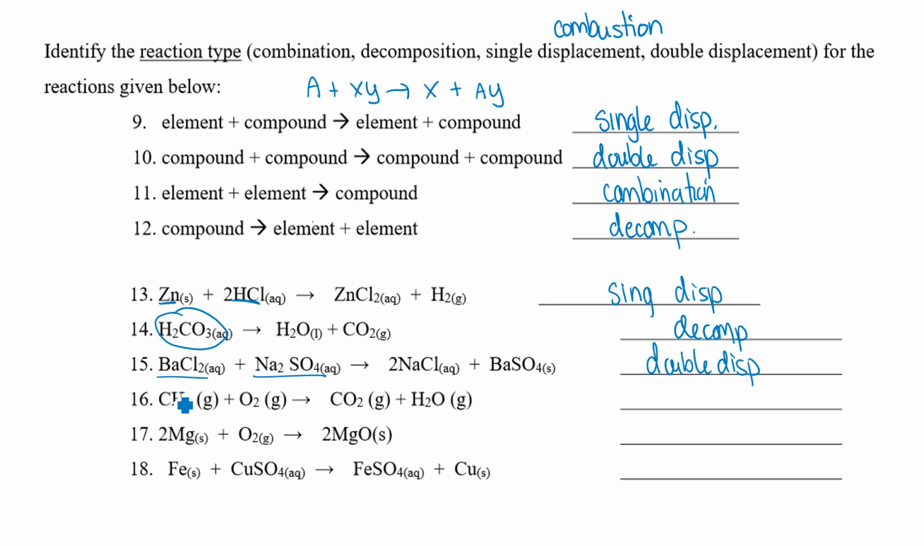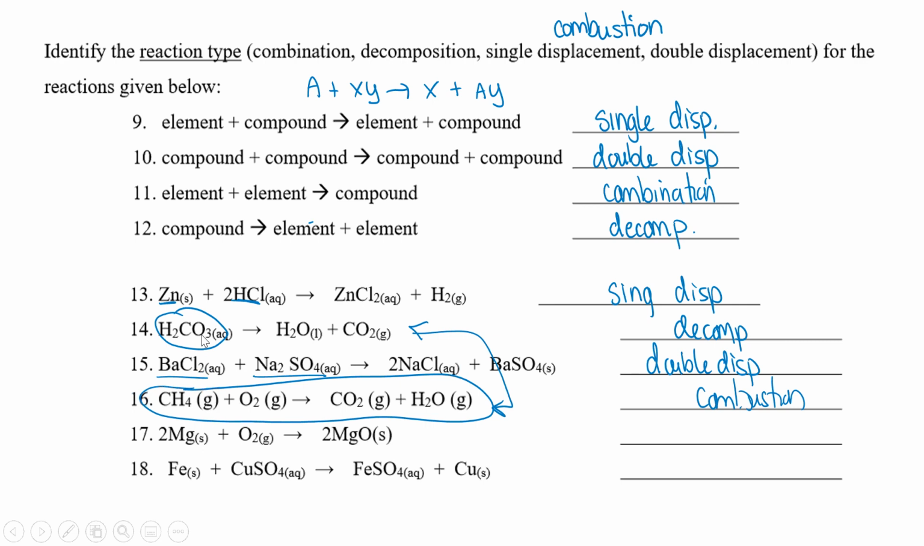And then this one, here's our first combustion reaction. Combustion is when you have what we call a hydrocarbon plus oxygen, and you always make CO2 and H2O as your products. I also want to point out that notice how 14 and 16 have the same products there. But 14, we do not call a combustion, we call it decomposition, because notice how there's no reaction with oxygen here. So 14 just involves one substance breaking apart. 16, however, is a combustion reaction because it's got something plus oxygen makes CO2 and water.